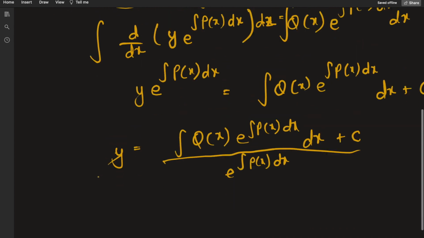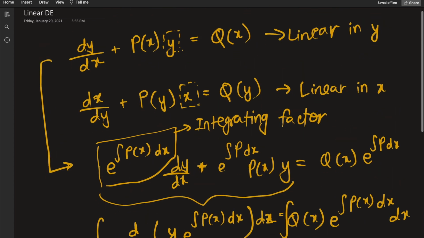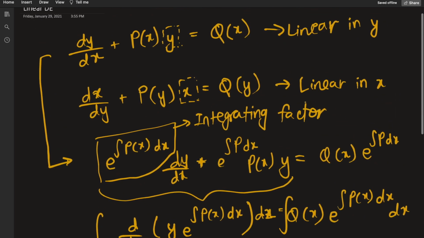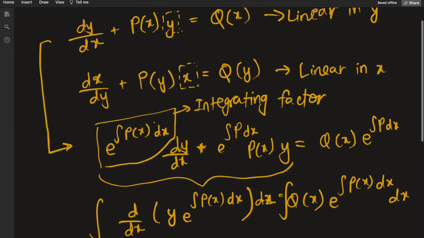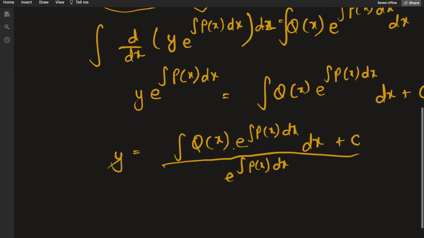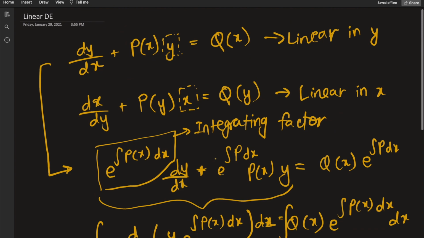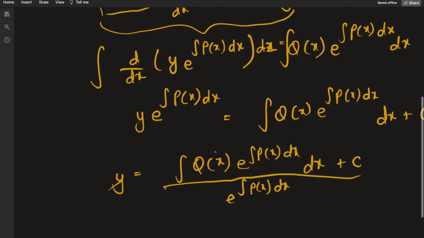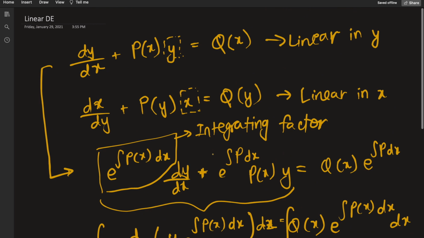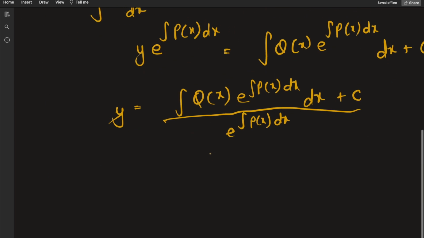Okay, and you can repeat this process for linear in x, except the integrating factor will change. It will become e raised to integral of p of y dy. This will be dx over dy, and make changes accordingly. You get a similar thing. Okay, but this is still like baby stuff. I mean, this is what I would call high school level stuff. Let's move on further to a little more advanced concept.